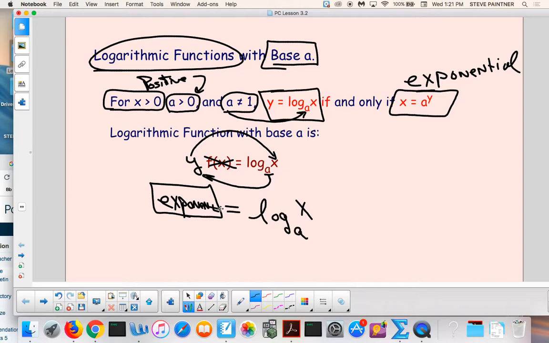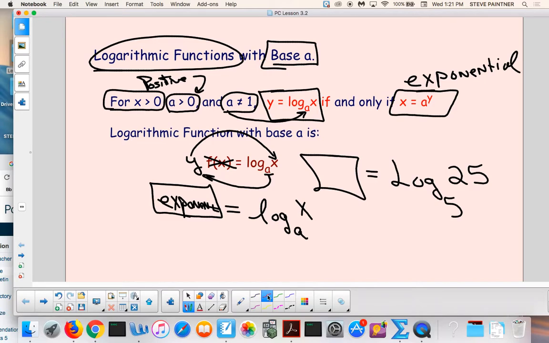How about if I give you this? What's log base 5 of 25? Oh, geez, you got that so quick. You said 2. How do you know it's 2? Because 5 raised to the what? 5 raised to the second power. Isn't that 25? And that's the way you read the log problem. You say base raised to the power of 2 is this number, 25.